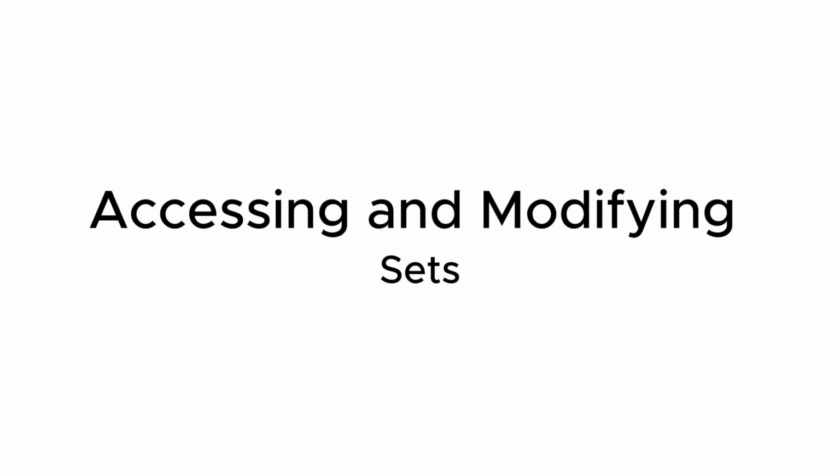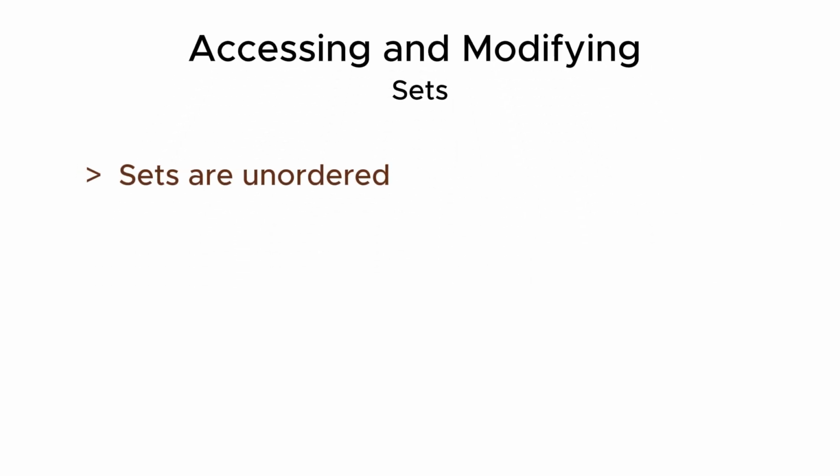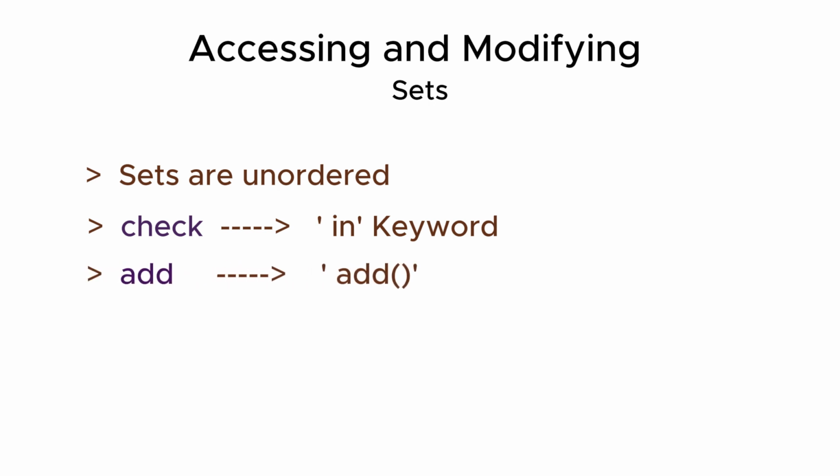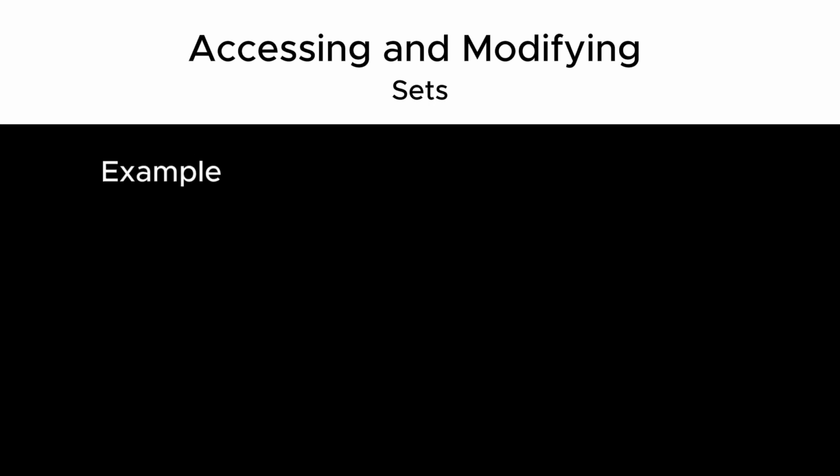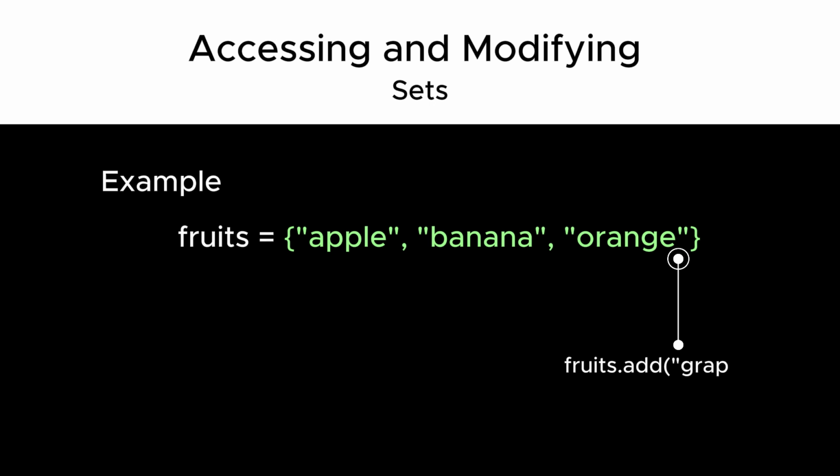Accessing and modifying sets. Since sets are unordered, we cannot access elements by index. However, we can check if an element exists in a set using the in keyword. To add an element to a set, we can use the add method. For example, fruits.add("grape") would add grape to the fruits set. To remove an element, we can use the remove method. For instance, fruits.remove("banana") would remove banana from the fruits set.